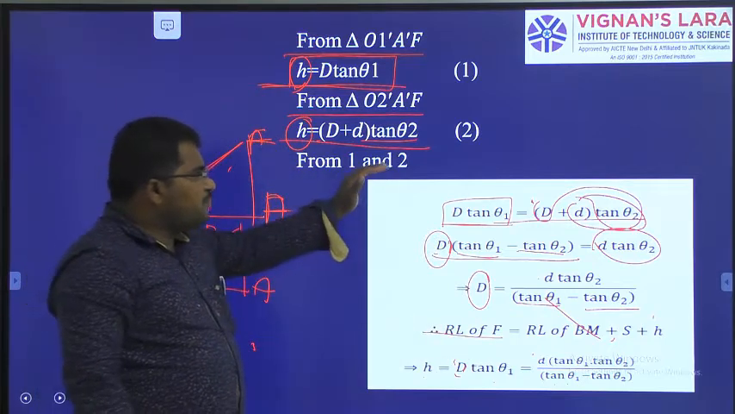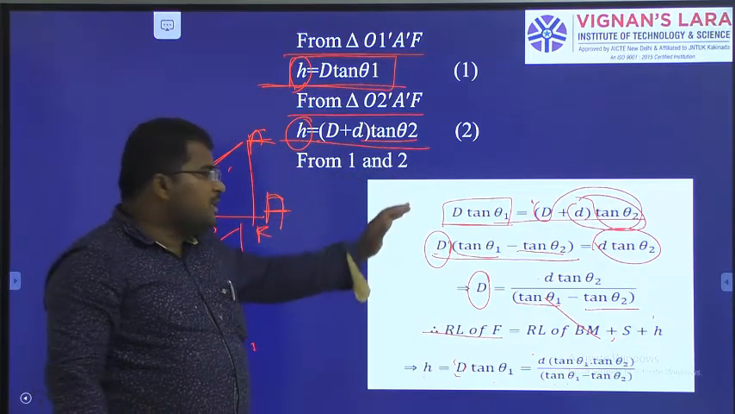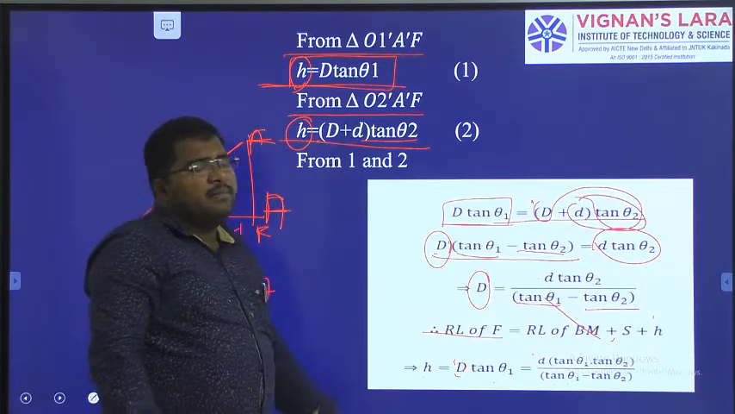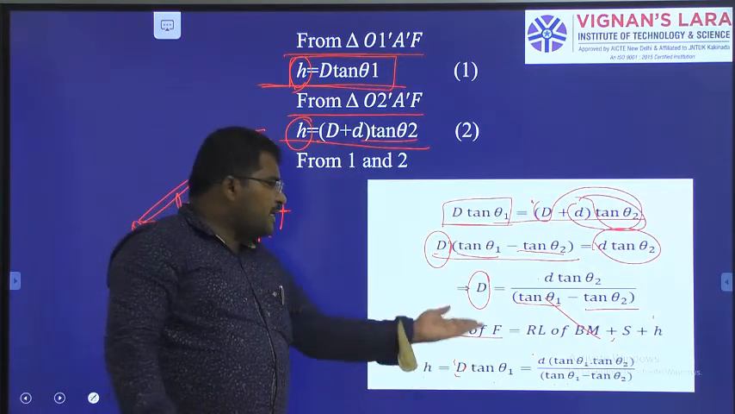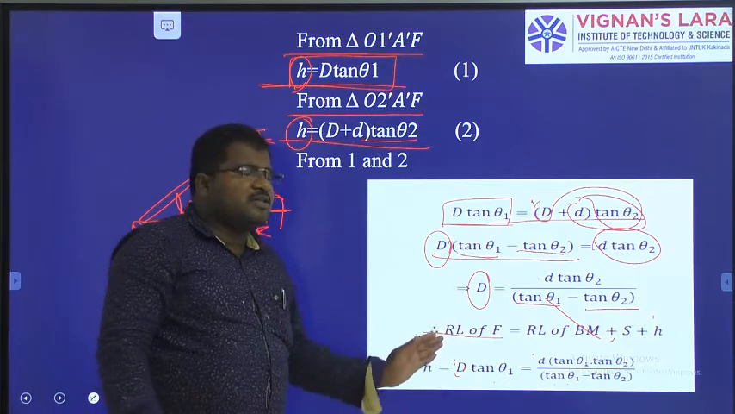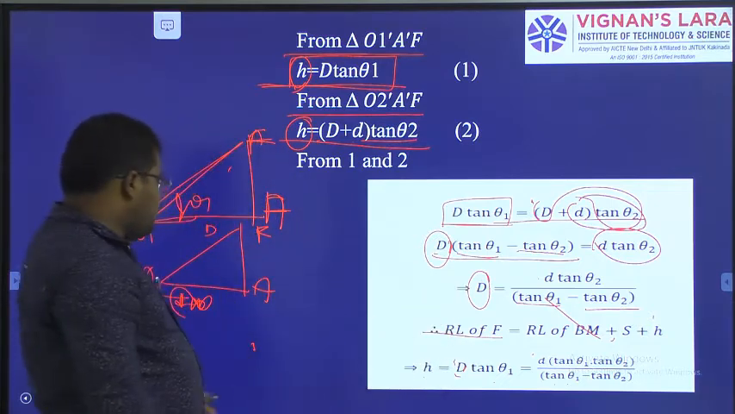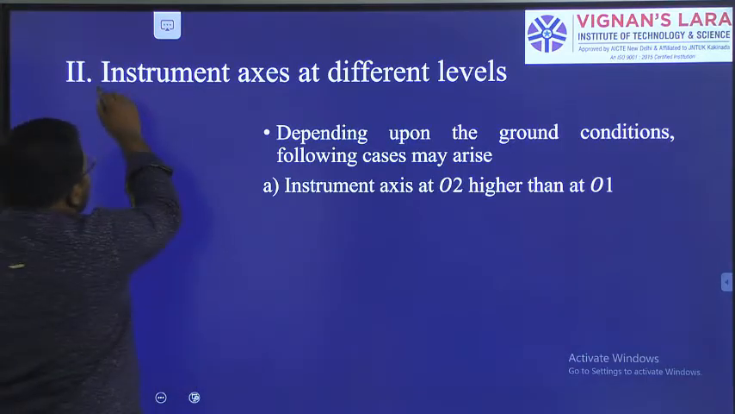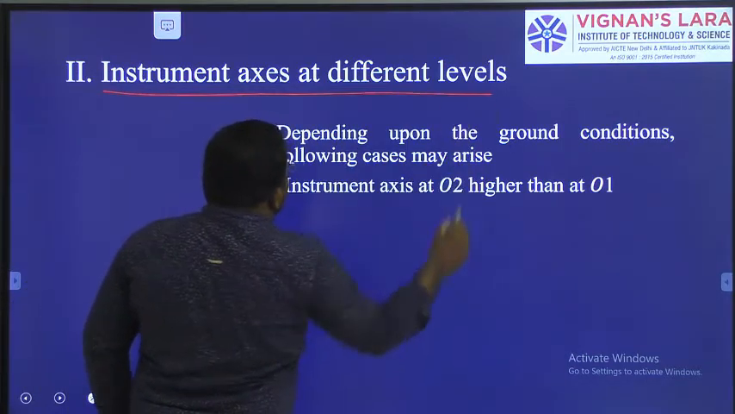Okay, so if you solve this equation again, we will easily understand this method, and we can easily calculate the RL, the reduced level, of the object F. Okay, so next we will move to the second case, that is, instrument axis at different levels.